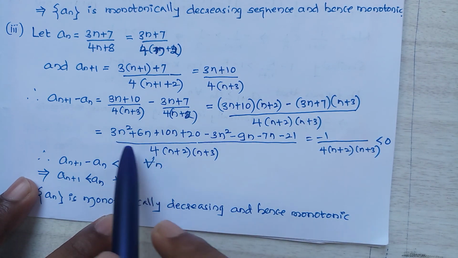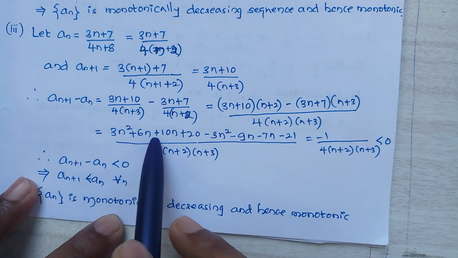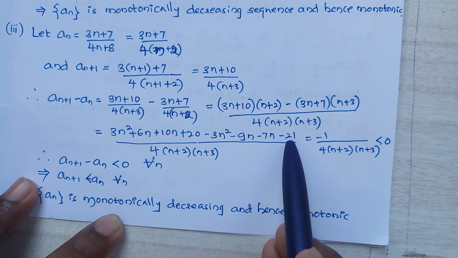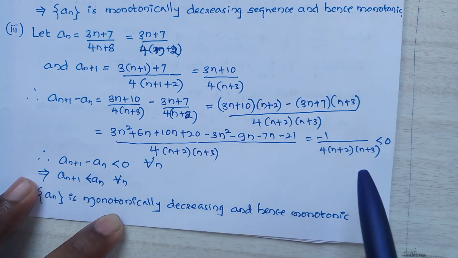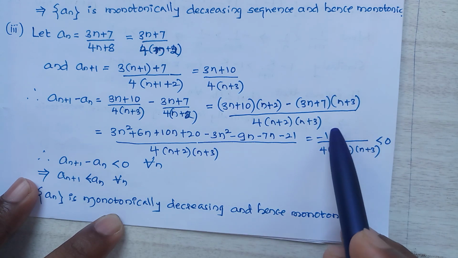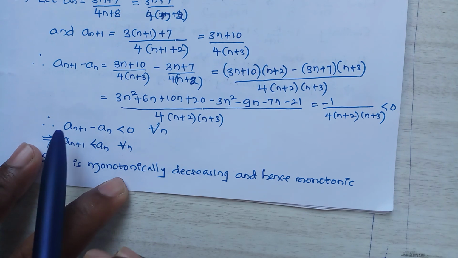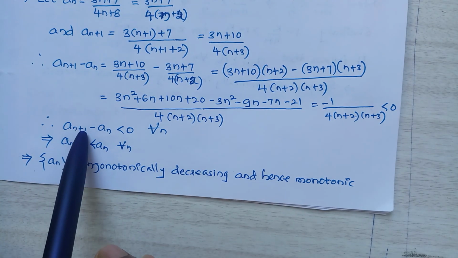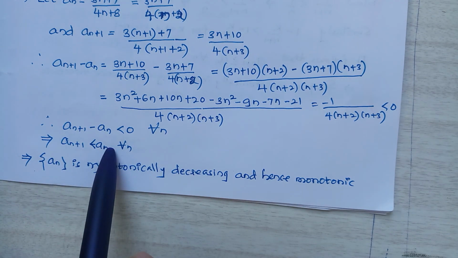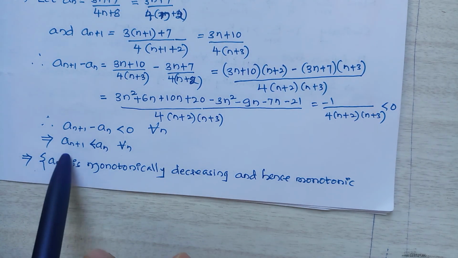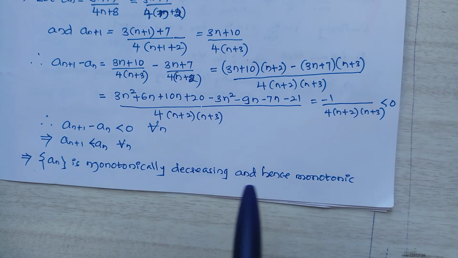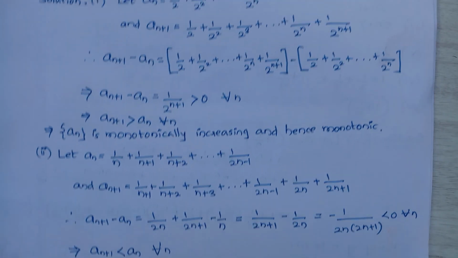Then 3n square minus 3n square cancels, and 16n minus 16n cancels. 20 minus 21, so the left term is minus 1 divided by 4 into n plus 1, n plus 2, n plus 3. Is it greater than 0 or less than 0? Because it is a negative number, it is less than 0. Therefore an plus 1 minus an is less than 0 for all n, which implies that an plus 1 is less than an. This satisfies the definition of a monotonically decreasing sequence. Therefore we can say this is a monotonic sequence.